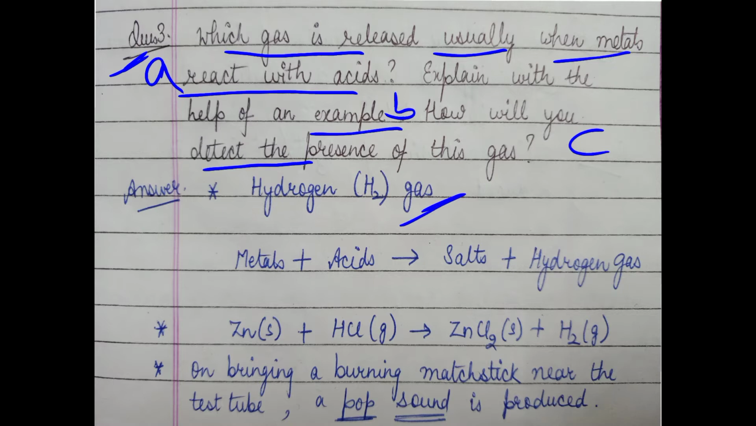So the first part is, hydrogen gas would be released, because metals when they react with acid produce their respective salts and hydrogen gas is released. For an example we will take zinc metal and react it with hydrochloric acid. Zinc chloride salt will be formed and hydrogen gas will be released. And don't forget to write the balanced chemical equation for it.